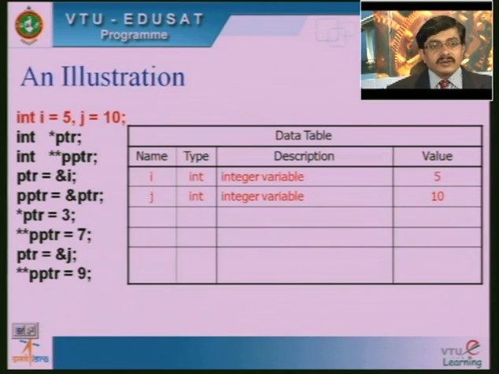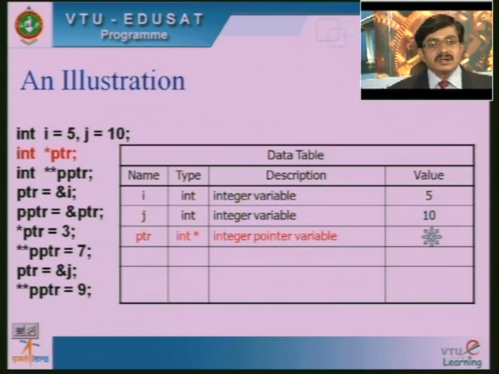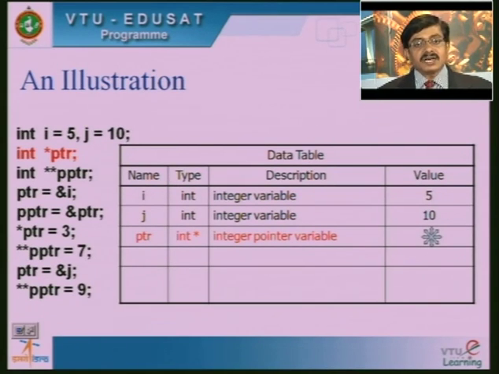Now, if you look into this particular declaration, as an example, int i is equal to 5, int j is equal to 10. So i is holding the value 5 and j is holding the value 10. When I go to the next declaration, I am declaring ptr as a pointer to an integer, and here I have not assigned any particular address. So I do not have any particular value for this pointer variable. It is just a declaration. It says that it is an integer pointer variable, that is it.